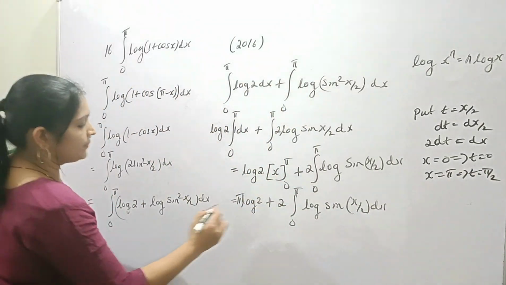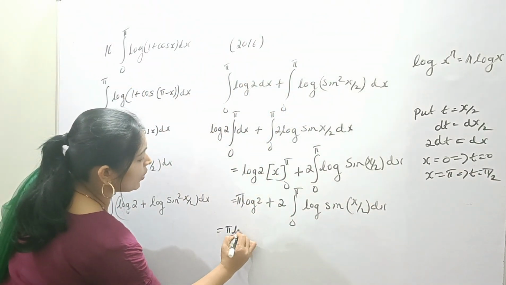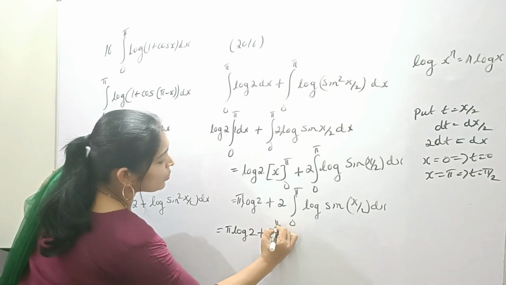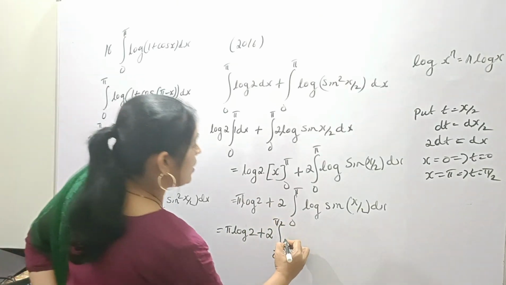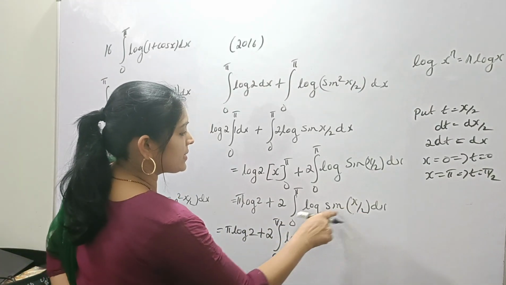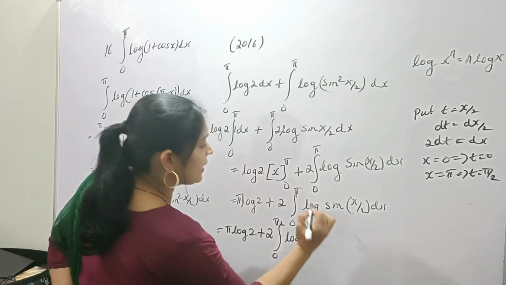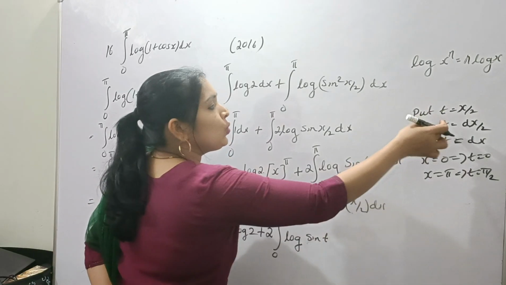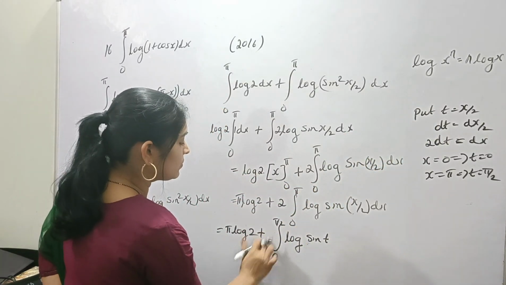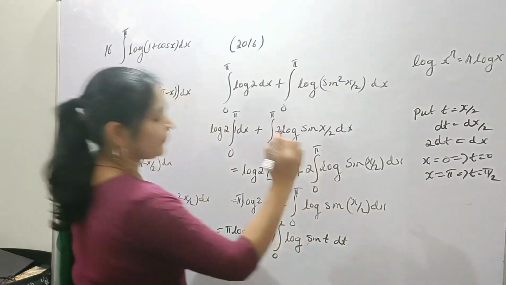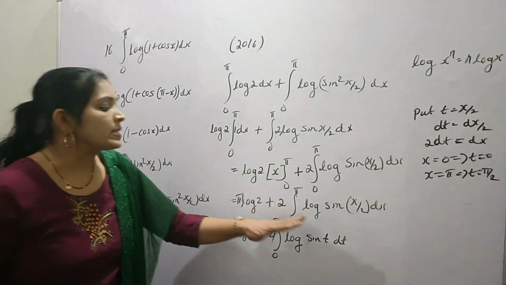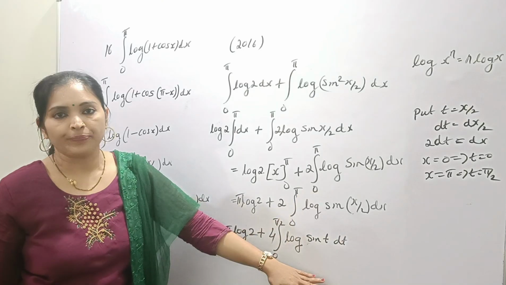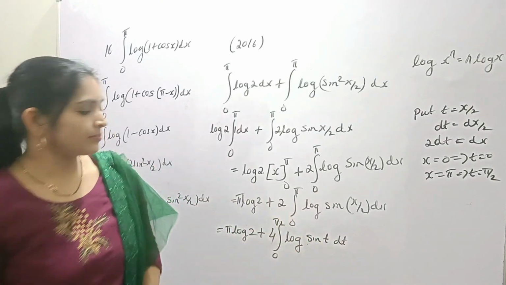Now this integral will become pi log 2 plus 2 into integral 0 to pi by 2 of log sin t, where dx is equal to 2 dt, so it will become 2 into 2, 4, dt. Now we have to integrate this integral 0 to pi by 2 of log sin t dt. Let's integrate it.